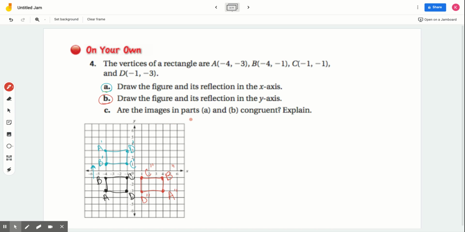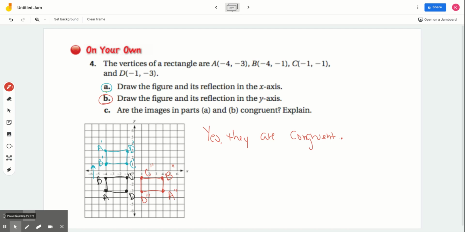Part C says, are the images from part A and part B congruent? So are they the same size? It appears that they are the same size. We can see that each of these rectangles has an area of 6 units. So they are the same size. Are they the same shape? We can see that they are all rectangles. So yes, they are congruent. And we know that they are congruent because they are the same size and same shape.